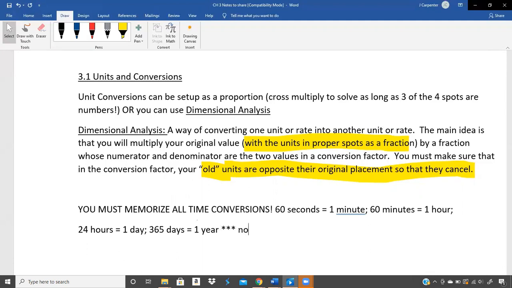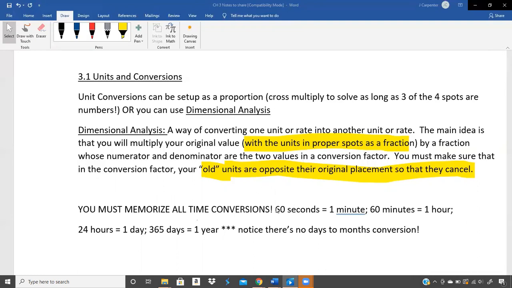Please notice there's no days to months conversion. Yes, there's also 12 months is a year, but I don't want to type that because you might think, oh, well, I can go from days to months and then months to year, and you can't. Because how many days are in a month? Well, January's got 31, February's got 28 or 29, March has got 31, April's got 30, et cetera. So there's no consistent answer. So we should not be using the days in a month to convert to months because there's absolutely no consistency.